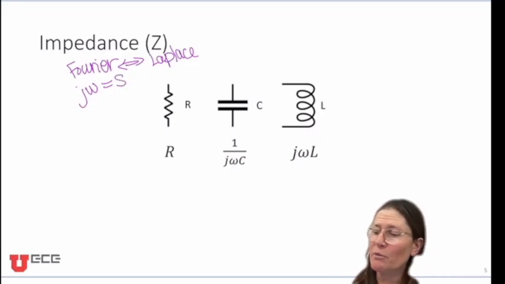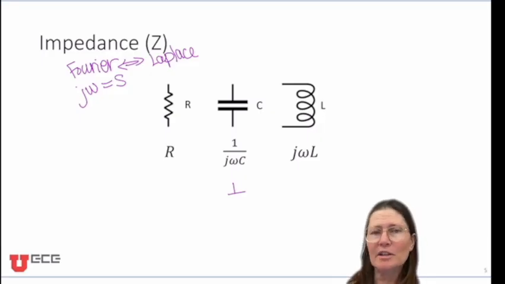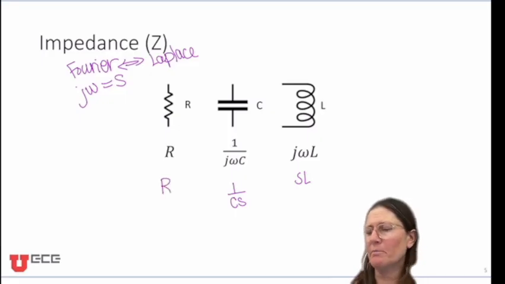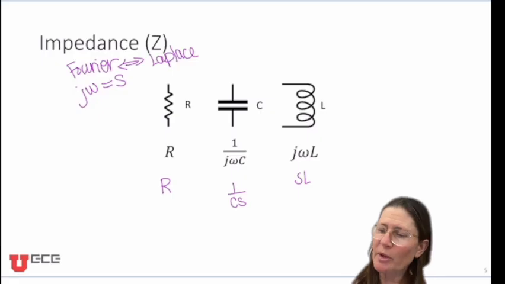So instead of 1 over SC, you substitute in S as j omega. And here is going to be the same. So this one is the Fourier representation of it, and this one is the Laplace representation of it.